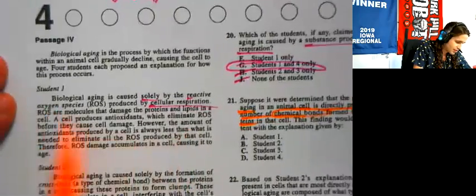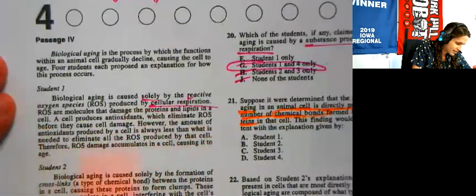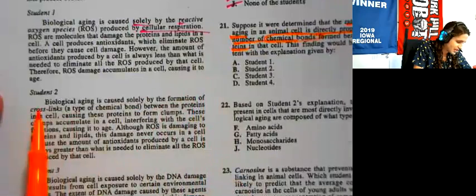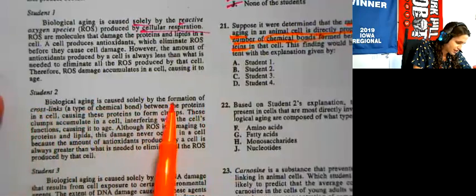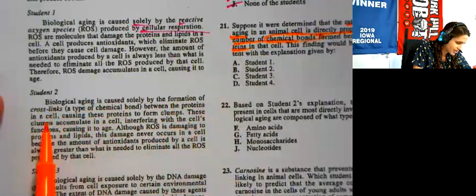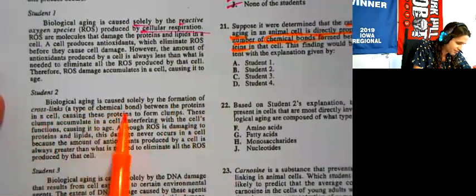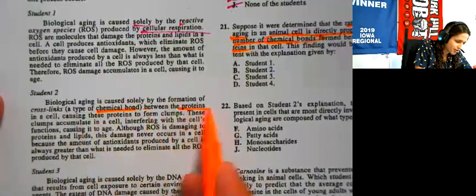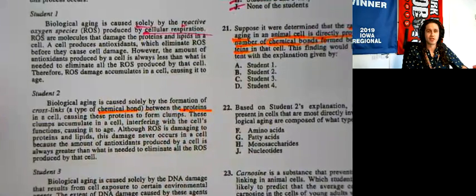Let's see. Does student 1 talk about bonds? No, it doesn't look like student 1 talks about bonds. Student 2: biological aging is caused solely by crosslinks between the proteins. Crosslinks, a type of chemical bond. Oh my gosh, bonds between the proteins.